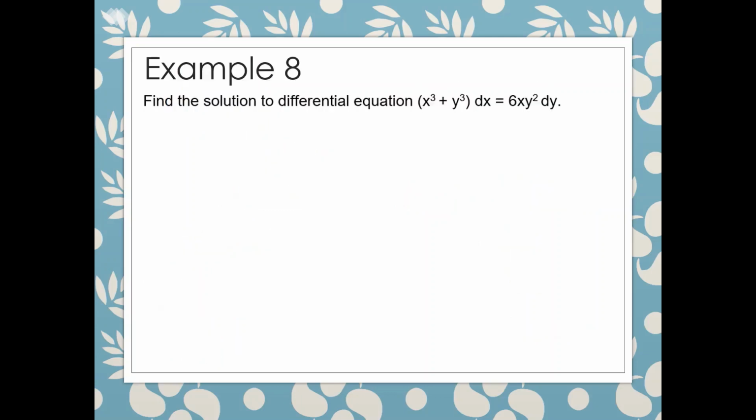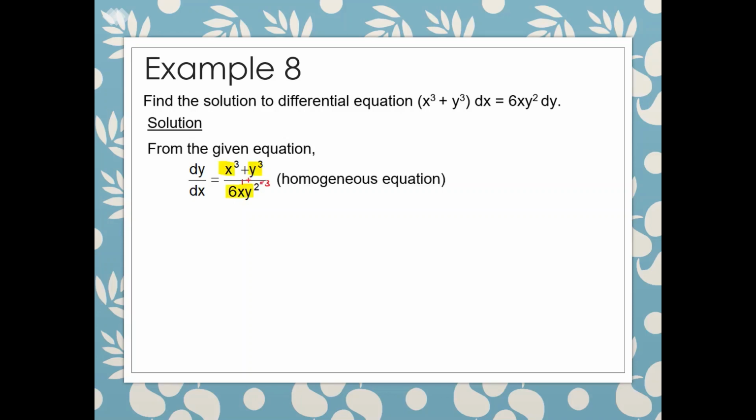Now refer to example 8. You need to find the solution to the given differential equation. Before you solve, you need to identify the type of equation first, whether it is separable or homogeneous. Represent the equation in the form of dy over dx. As all the terms have the same power, which is 3, this equation is said to be homogeneous. To solve, let y equal to xv. Then dy over dx equal to v plus x dv over dx.